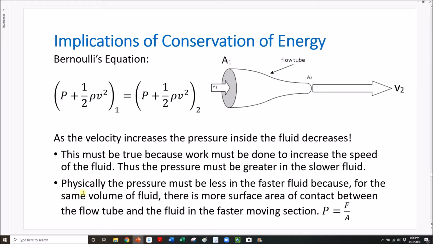Second thing is a little weirder to think about, but physically the pressure must be less on the faster fluid because for the same volume of fluid, so I have a volume of fluid over here, and I have a volume of fluid over here, there's more surface area in contact between the flow tube and the fluid in the faster moving section. Okay, so we have this fluid here, this volume, it's skinny, so it has a lot of surface area of tube around it, whereas this same volume here has only a little bit of tube holding it in place because it's really fat. We have more area over here, so the area is larger for the atomic collisions that are going on, so therefore less pressure. Over here we have less area, since there's less area on the left, location 1, for the collisions that are occurring, there's more pressure.